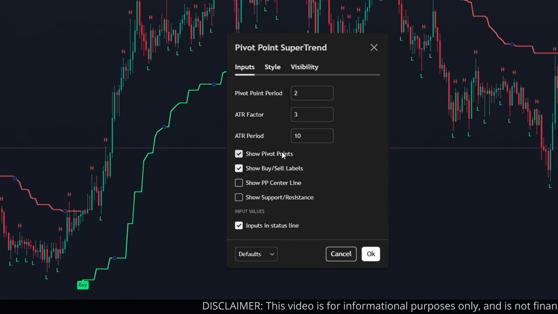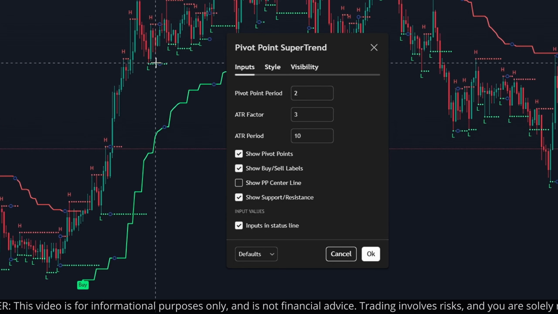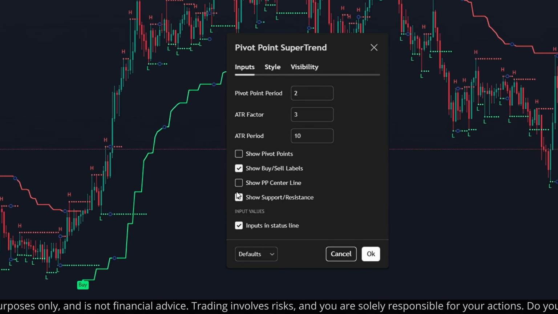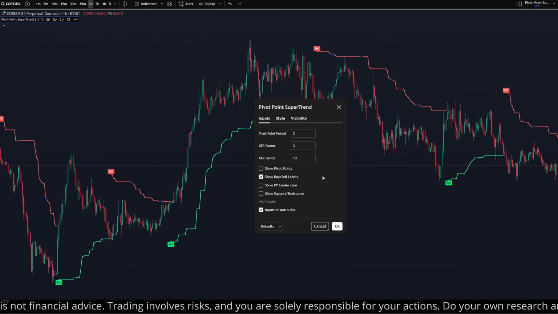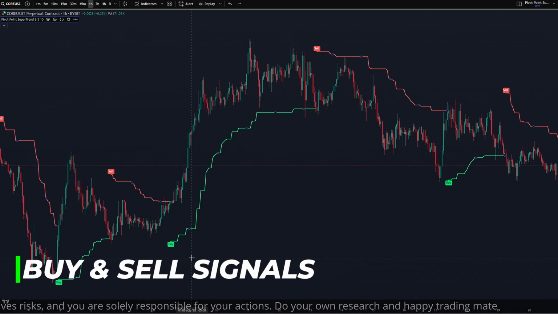By opening the indicator settings, we can see that it can also show support and resistance, always based on pivot points, which are the representation of the lows and highs. We're gonna remove both pivot points and support and resistance, because today's strategy is just based on buy and sell signals. Really simple to implement.